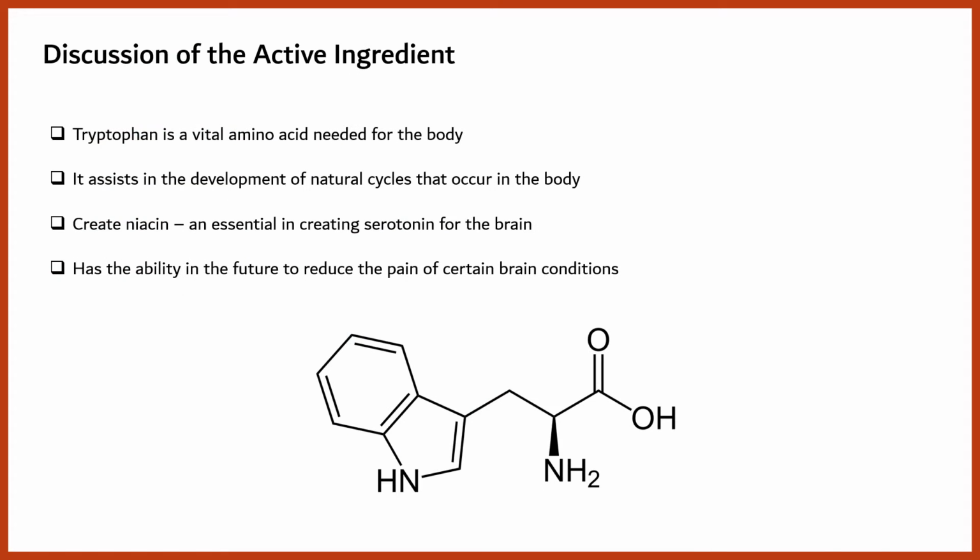The active ingredient in old man's weed is tryptophan, a vital amino acid which is important in balancing nitrogen levels in infants, and creates niacin, an essential in creating serotonin. As tryptophan helps produce necessary compounds for the brain, in the future it has the ability to solve and reduce the severity of numerous brain conditions.